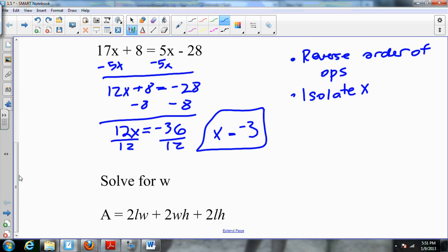You might also come upon a literal equation where it's mostly variables. You have to rearrange for a specific variable. So we have A equals 2LW plus 2WH plus 2LH. And we're being told to solve for W. So we have to first identify where is the variable that we want. We want W, it's in this term and this one. So our goal is to isolate W.